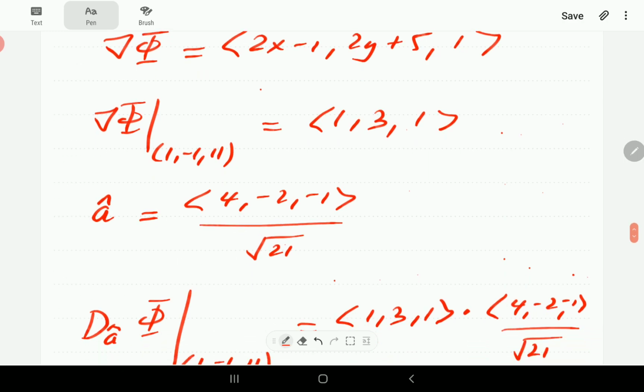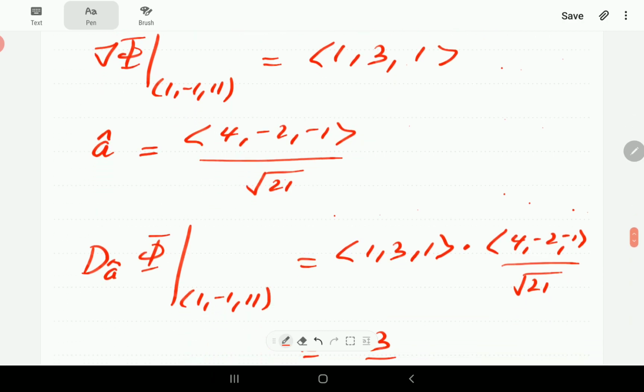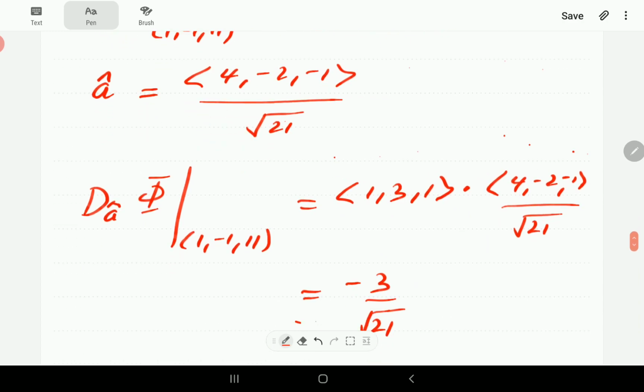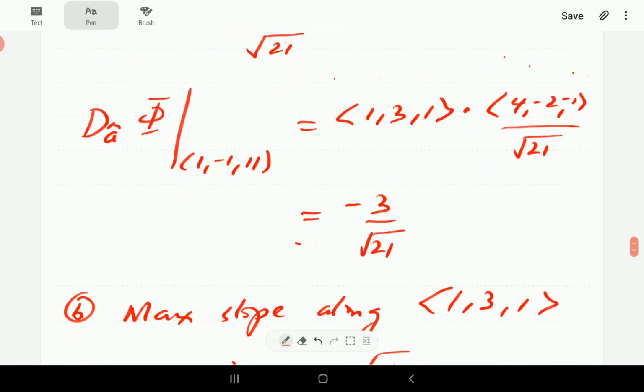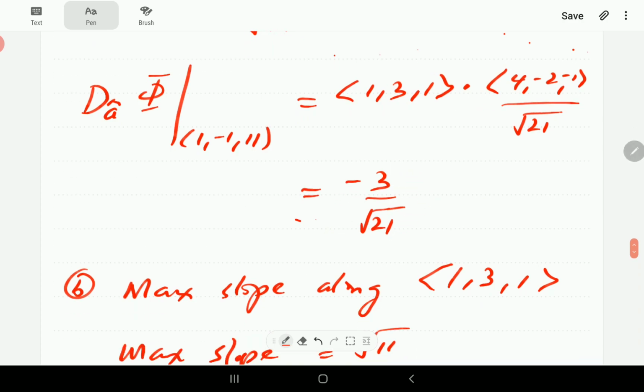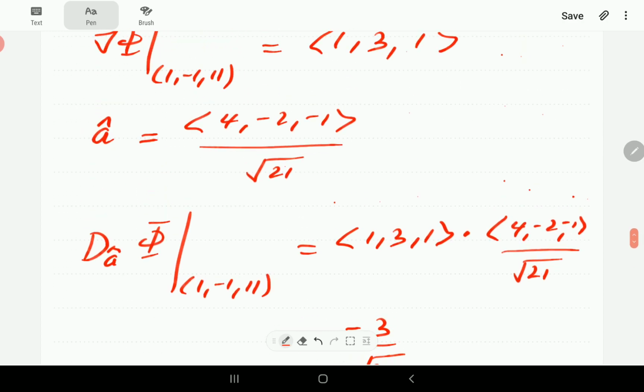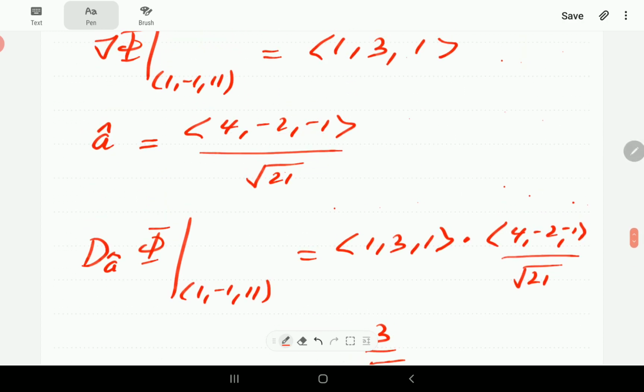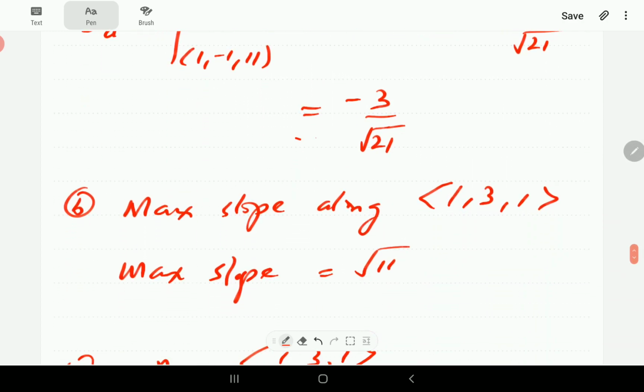And then the unit vector along the direction given is going to be given by this. This is the vector given, divided by its magnitude. Doing the dot product of the two gives us that the directional derivative is minus 3 over square root 21. That means the slope along this given direction is actually negative.